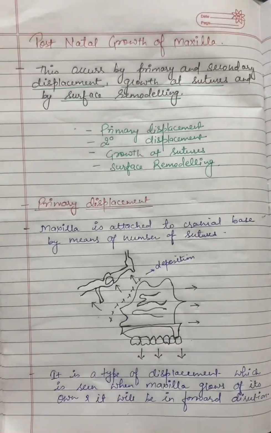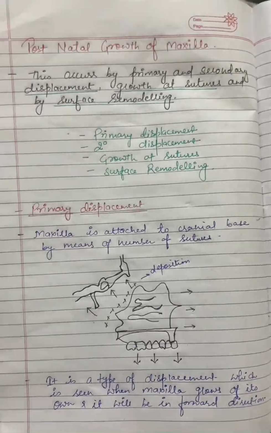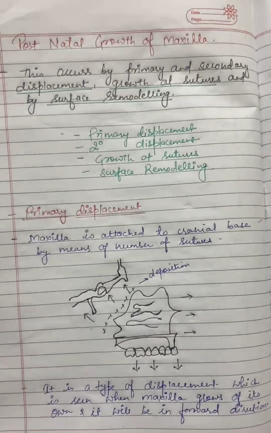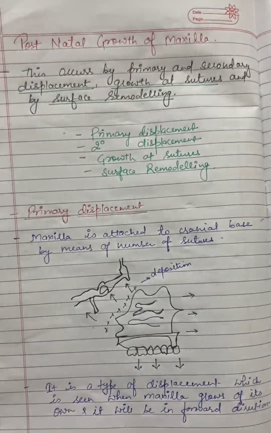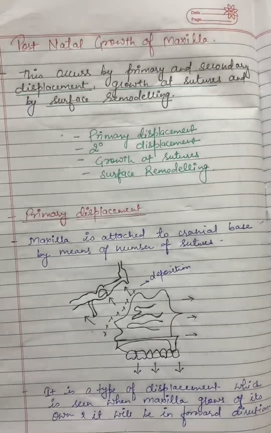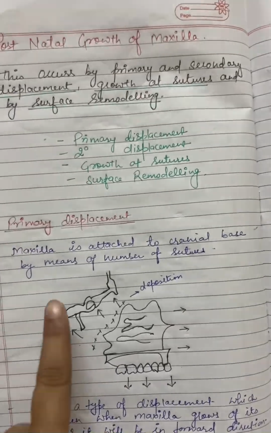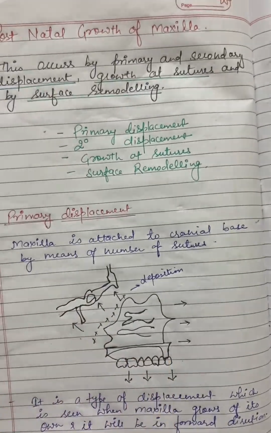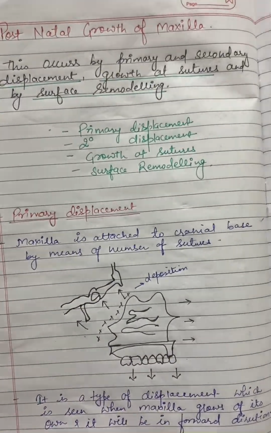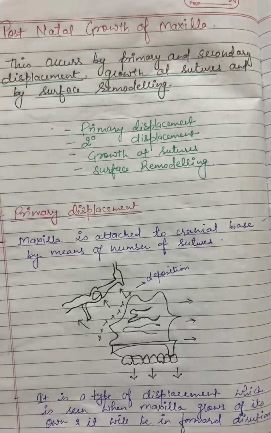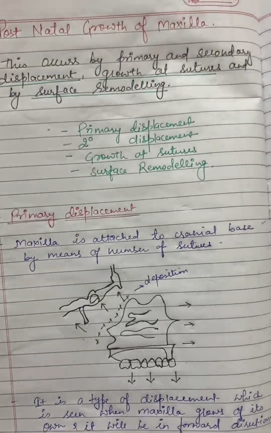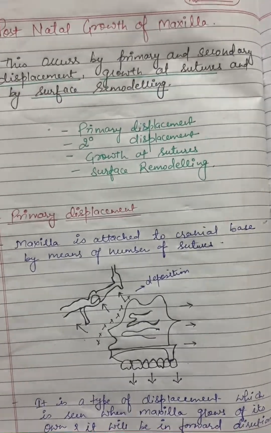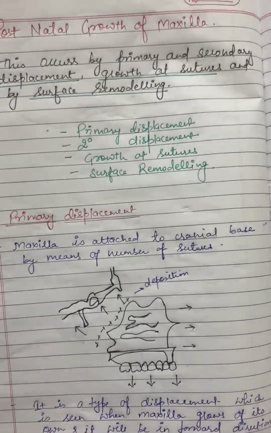Primary displacement: maxilla is attached to the cranial base by means of a number of sutures. It is a type of displacement which is seen when maxilla grows on its own and is formed in a forward direction. Here, bone deposition occurs which will push the maxilla in a downward direction and move anteriorly. So, maxilla moves in a posterior direction due to growth in maxillary tuberosity, which causes maxilla to move anteriorly.